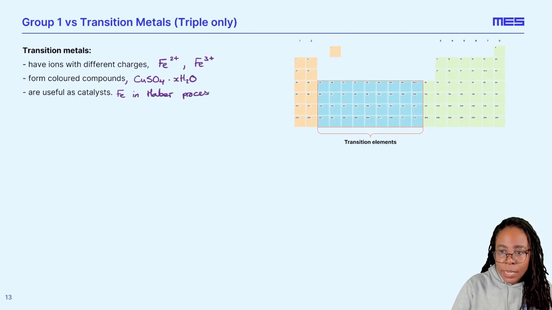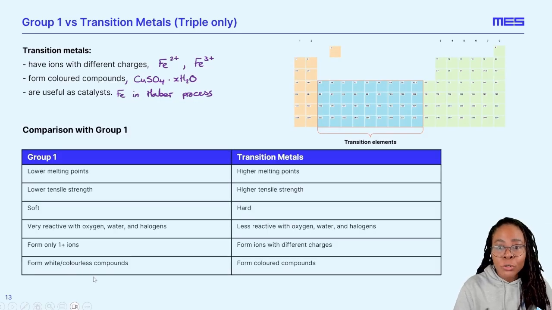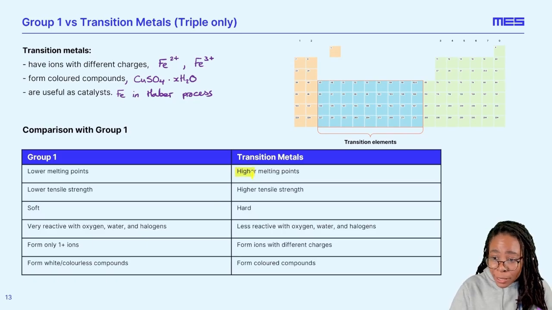and also in our catalytic converters later on. Now, if we were to compare that to our group 1 metals, we can see that transition metals typically have higher melting points than group 1. They are typically stronger than group 1 metals. They are harder than group 1 metals.